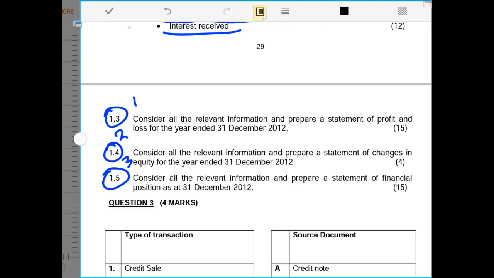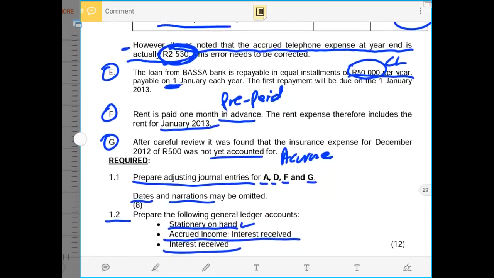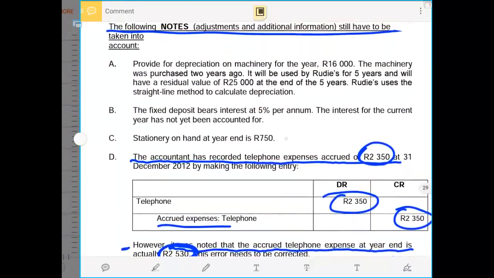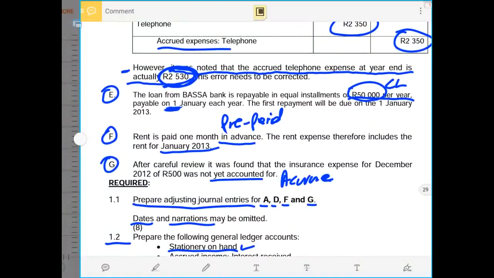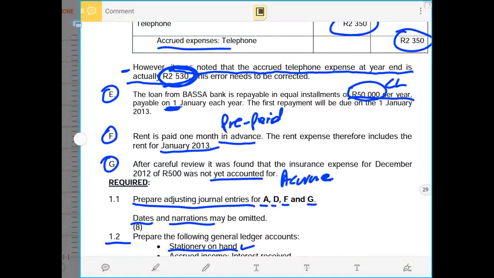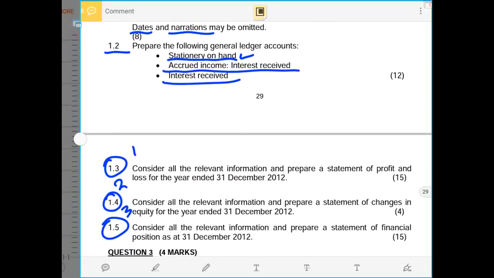Then all other questions will follow automatically. After we have recorded the skeleton for the 3, we can immediately do all the requirements or adjustments that appear from number A up to number G. Therefore, now we'll do number 1.1, 1.2, and 1.1 and 1.2 later on. So I will start with 1.3, 1.4, 1.5, then I'll do 1.2 because it is a very important approach to follow.